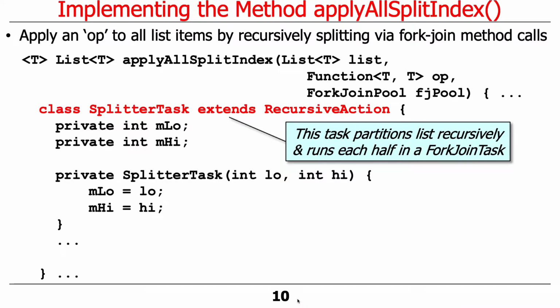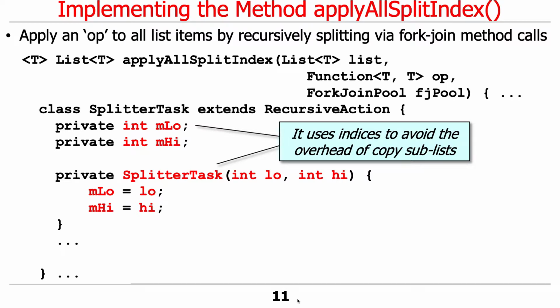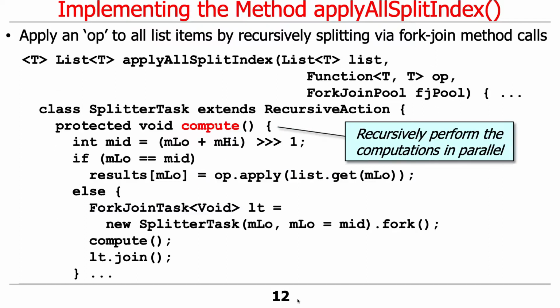Okay, so let's take a look at splitter task. So in this approach, splitter task is a recursive action, not a recursive task. But it's similar in other ways in that it's going to split the input up into two chunks, and then recursively split those up into two chunks, and then recursively split those into two chunks. So it'll split, split, split in a nice balanced, even binary tree of splits. And here's the constructor. You can see it takes low and high, and it stashes those things into private fields. So here's the compute method.